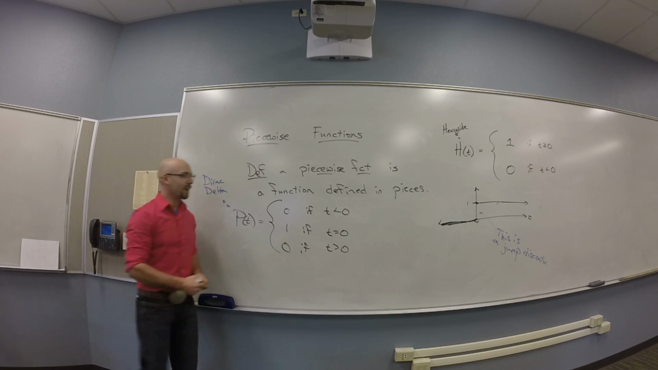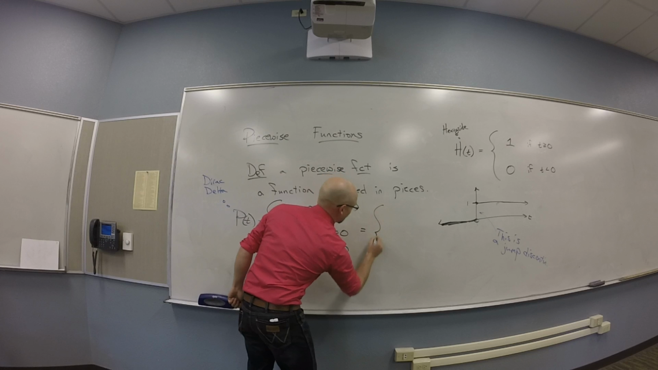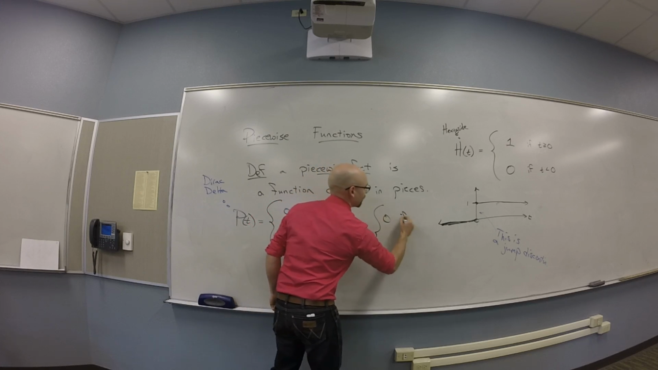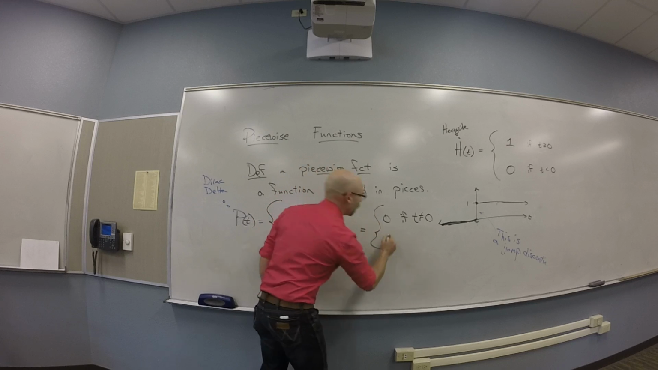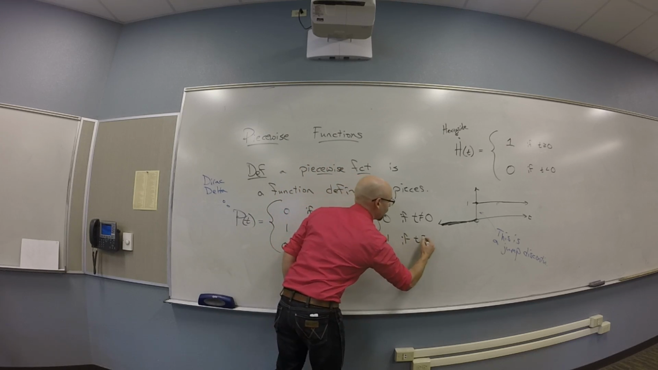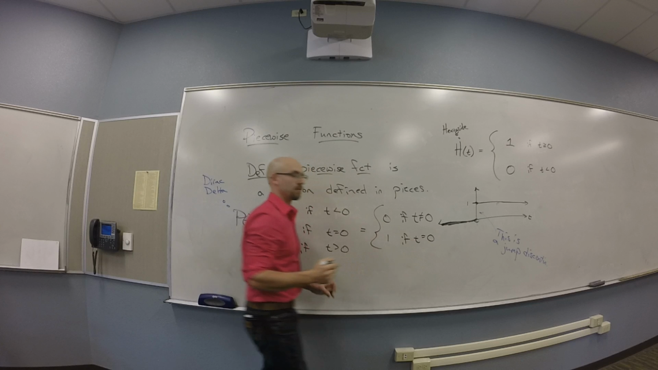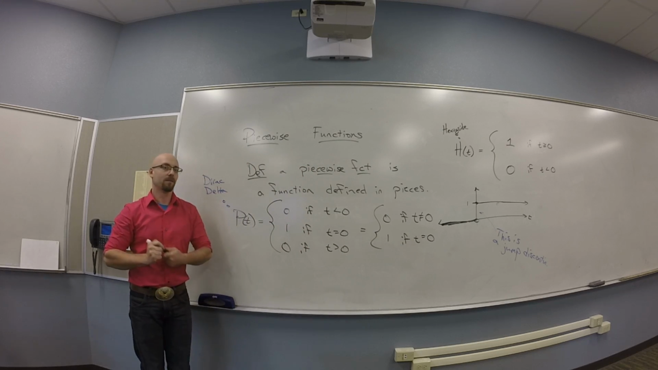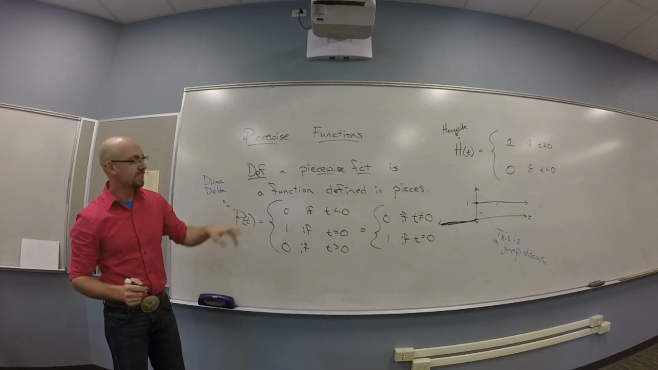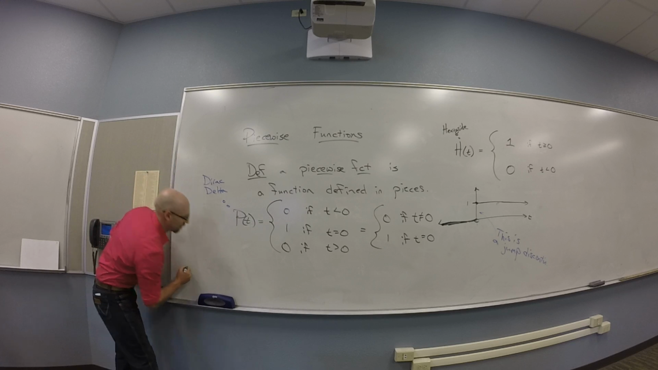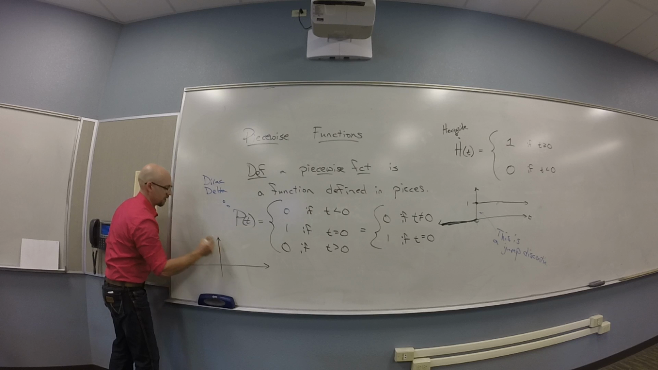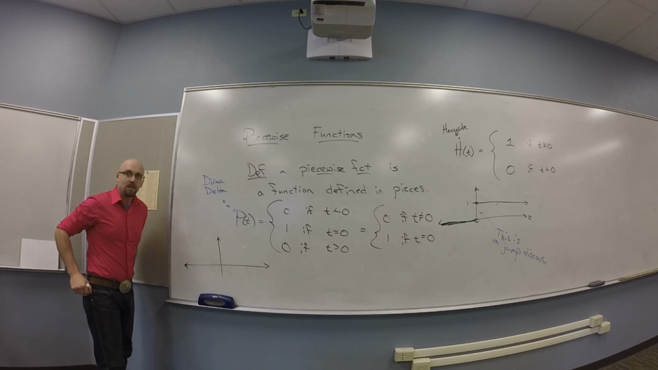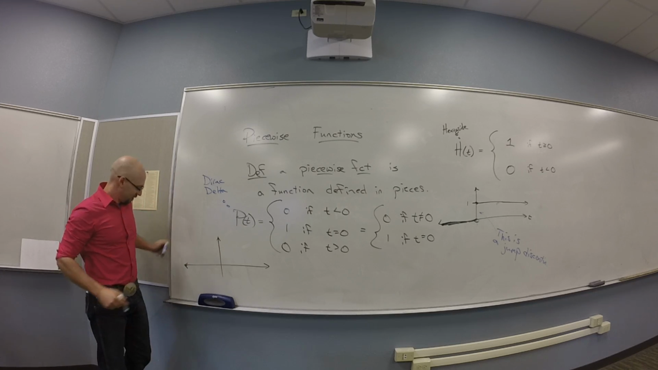Another way to write this would be to say it's always 0 except at 0. So this is 0 if t is not 0, and 1 if t is 0. You guys with me on that? Okay. What does this thing look like? That looks like a dot in the center. There's an open dot at the origin and a closed dot right above it.